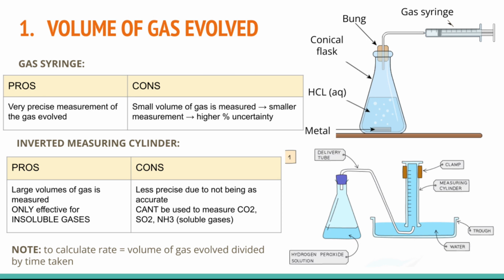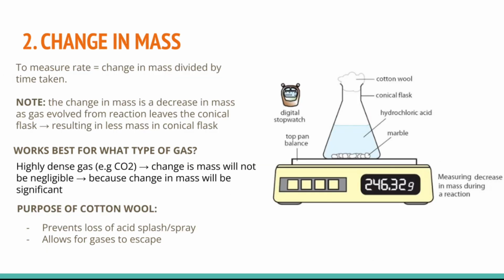Another thing you have to note is that to measure the rate, you have to do the volume of gas evolved divided by the time taken. Onto change in mass. To measure the rate, you have to do the change in mass divided by the time taken. In this case, the change in mass is the decrease in mass. This is because if there's a gas evolved from the reaction, it can leave the conical flask, basically resulting in less mass in the conical flask, and this is recorded.